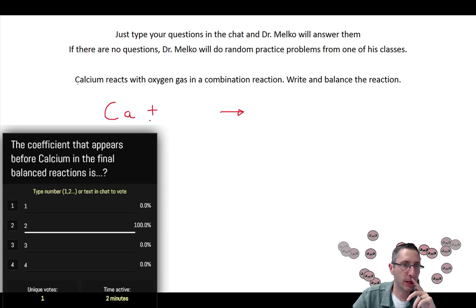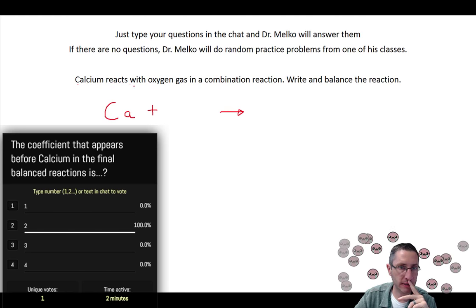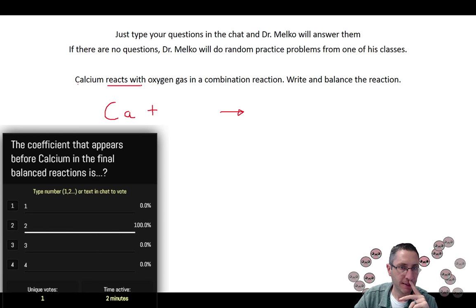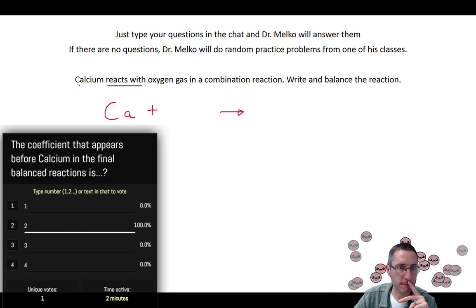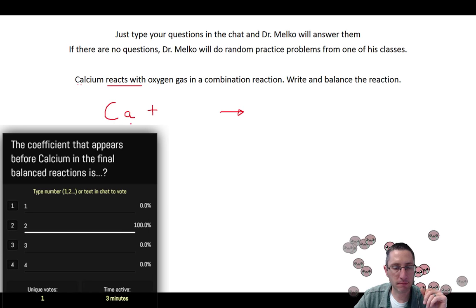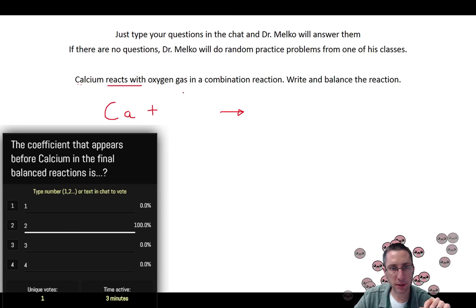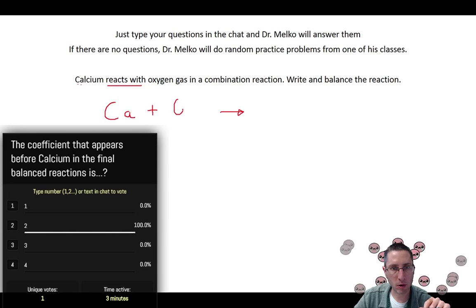All right, so let's go over how to set this up. Calcium reacts with, that terminology right there means I'm going to add a plus sign. Calcium means it's just the element Ca. So calcium reacts with Ca plus oxygen gas, O.